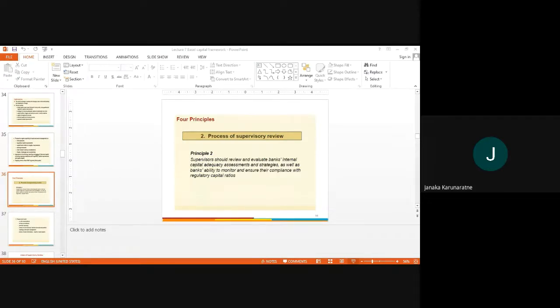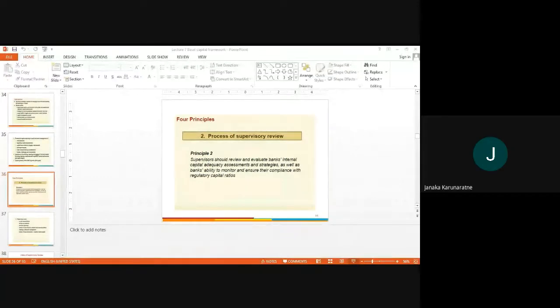Okay, banks are required to do an assessment of their own capital and should ensure they have sufficient economic capital to meet any expected and unexpected risk. So Pillar 2 is about the supervisory review process. Supervisory review process. That is principle 2.